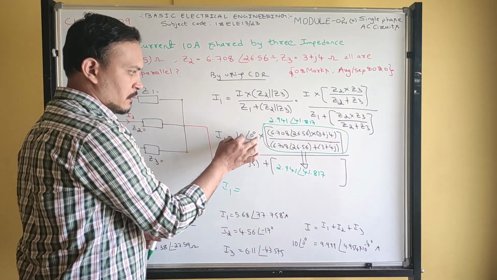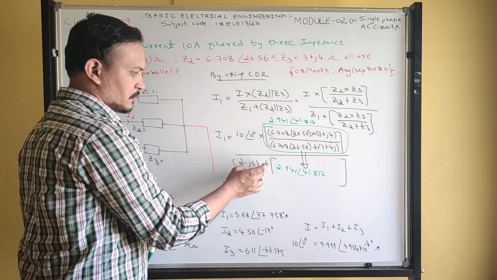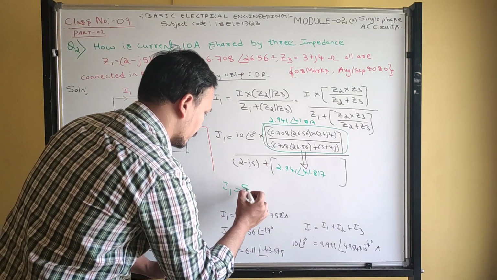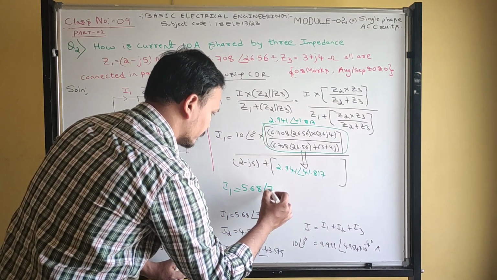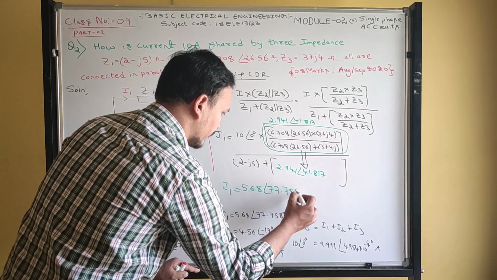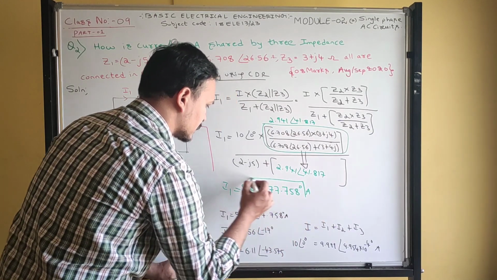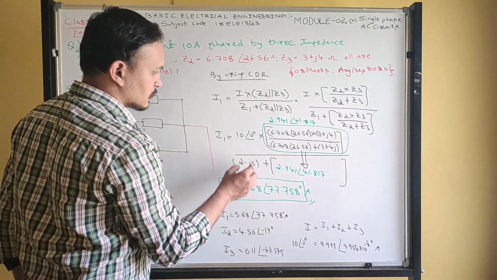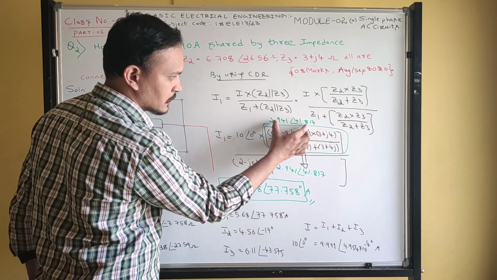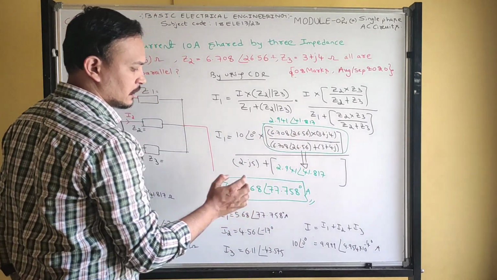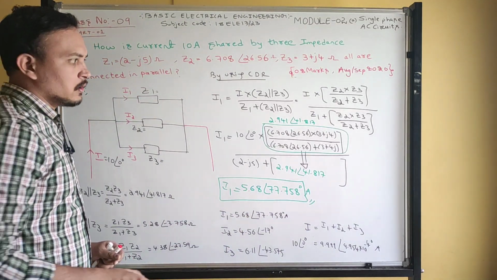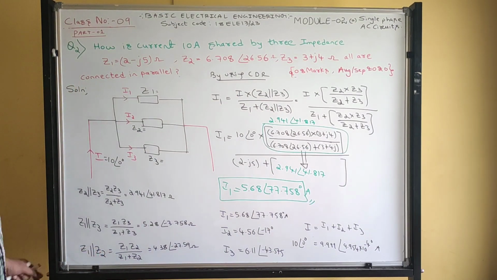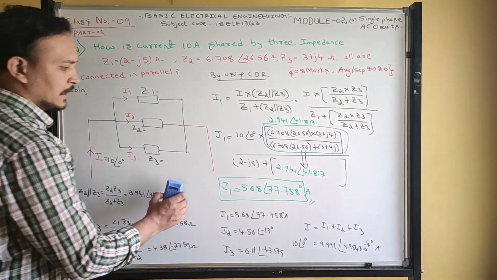Now again do these calculations in the calculator. So 10 at an angle 0 degree multiplied by this whole, divided by this plus this. You do it in the calculator. You will get the I1 current, 5.68 at an angle of 77.758 degrees. So this much current you will get as the I1 value. Understood? So how to get this? This multiplied by this, overall answer is this one, all divided by this plus this. See, pause the video and copy down the I1 calculations. Next, we can think about the I2 calculations.